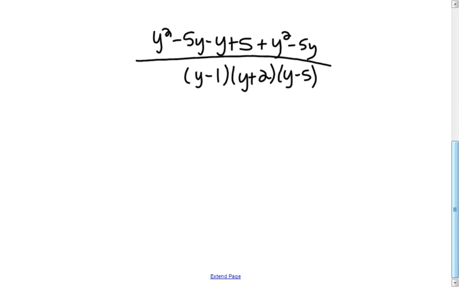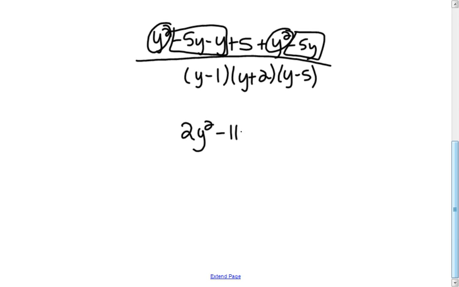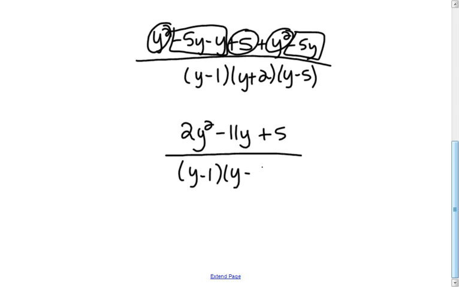And now, of course, you want to combine any like terms that you have. So on the top, you have y squared and y squared, which is 2y squared. You have negative 5y and negative y, which is negative 6y. Minus 5y more would be negative 11y. And then, of course, this plus 5 right here. Okay. And then in the denominator, you have y minus 1 and y minus 5 and y plus 2.